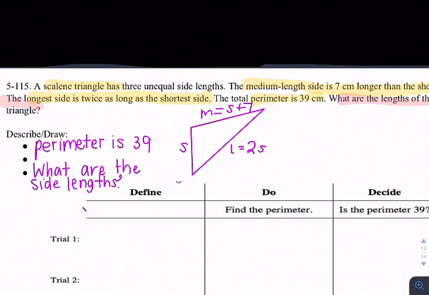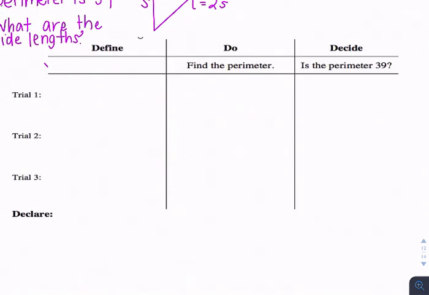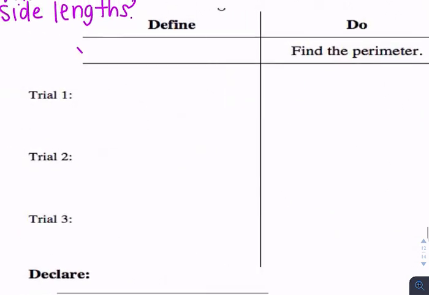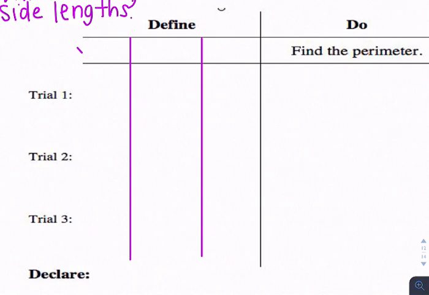So now I'm going to move on to the define. So we have define, do, and decide. So in my define section, that is where I'm going to figure out my 3 sides. So since I have 3 sides, I'm going to divide this into 3 sections. Where it's labeled with the triangles is kind of unimportant. I could fit more than just those 3 in there, and I might need more than 3, and that's okay.